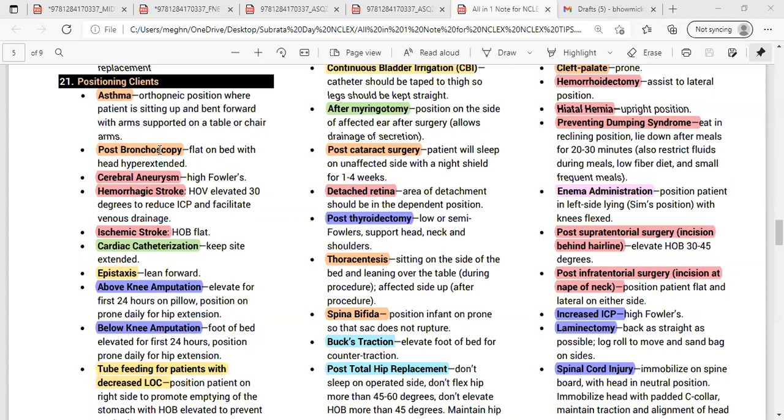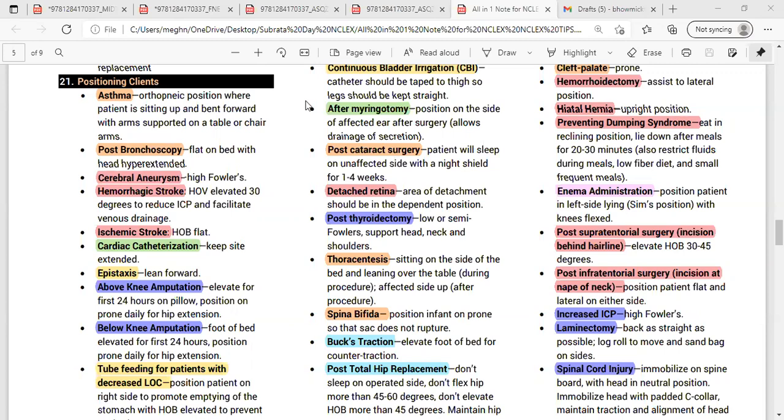Post bronchoscopy. After the bronchoscopy, when managing the patient, it is good to go for flat on bed with head hyperextended.